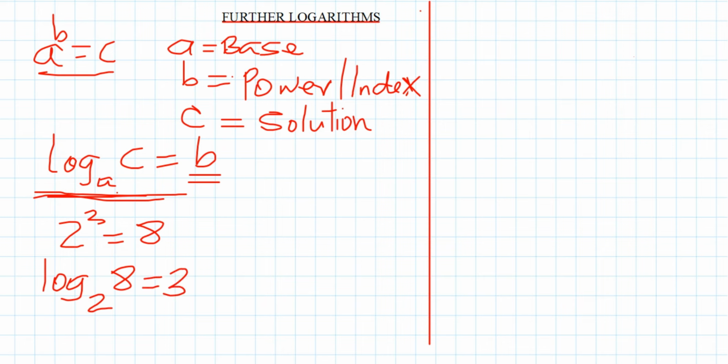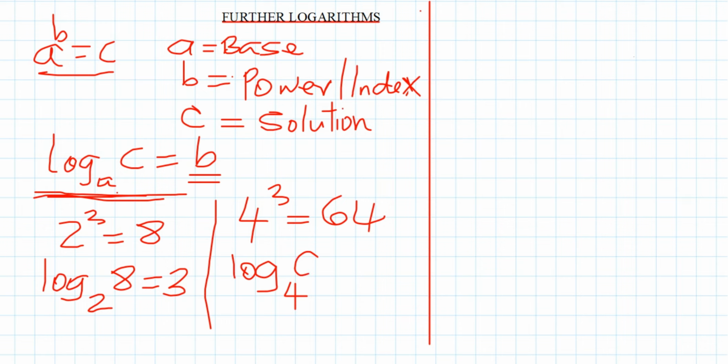Maybe you can just try on a piece of paper. If you have 4 to the power 3, which is equivalent to 64, we change this into logarithmic form. So when you change this into logarithmic form, this is going to be the log to the base 4 of 64 is now equivalent to 3.